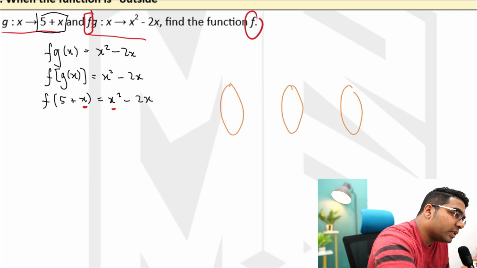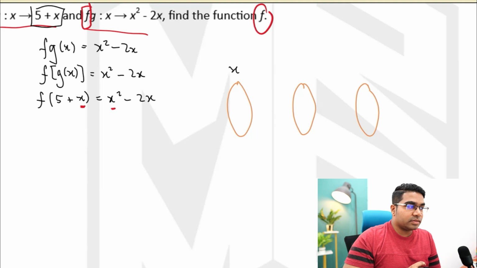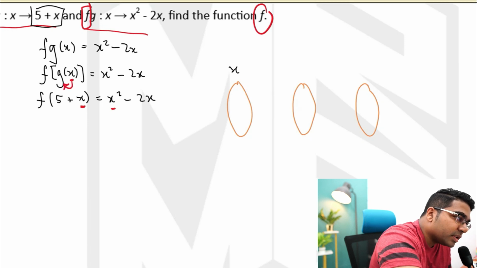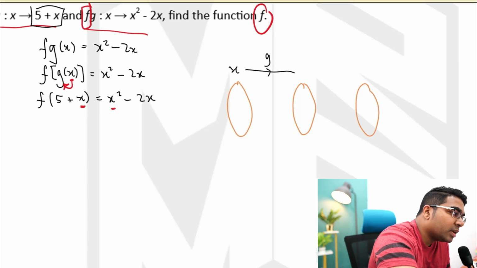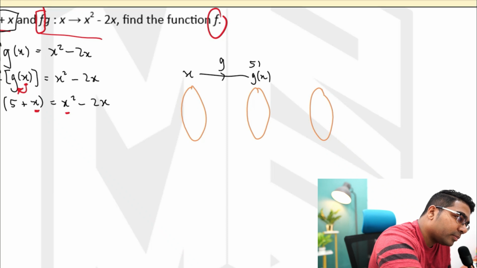So we start with x. So let's start with x here. For f g of x, x is the domain for the function g. That means we go through the function g first. So g is the function that maps x to g of x. This time we are given g of x, which is 5 plus x.